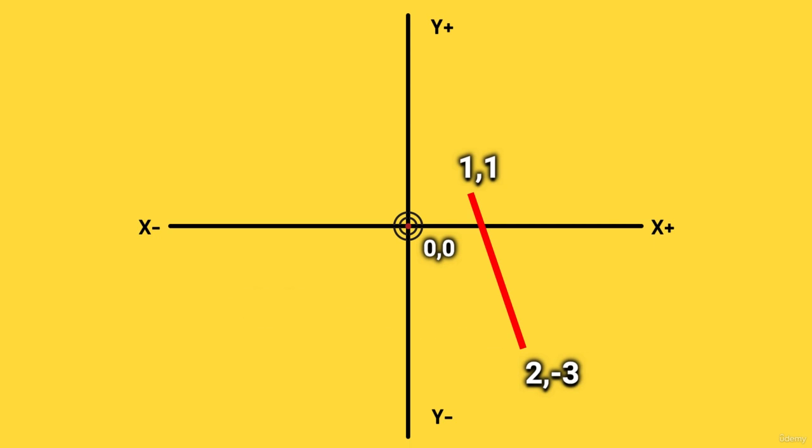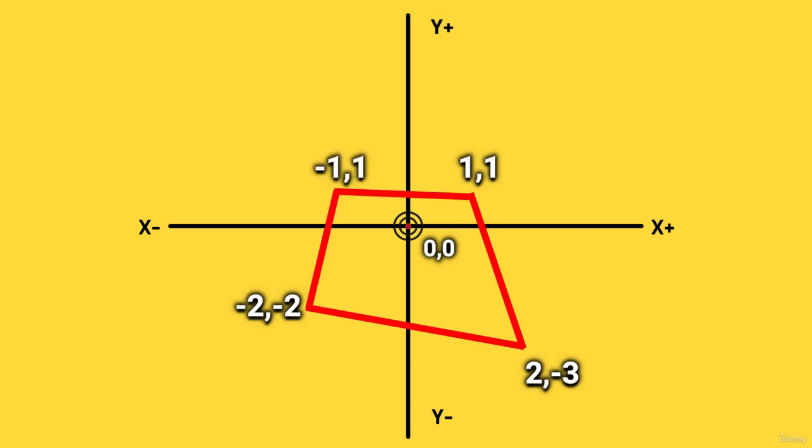Now as we move into the bottom left quadrant, you can see now the x and y values are both negative, and finally we have negative x and positive y in this quadrant.